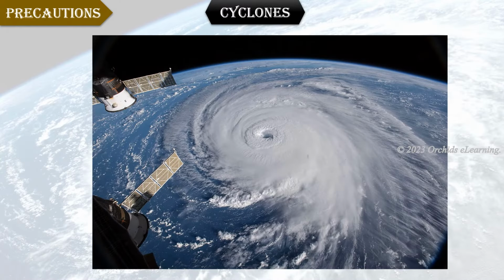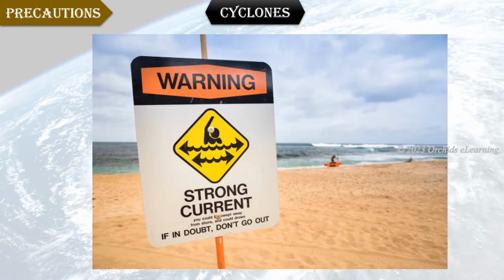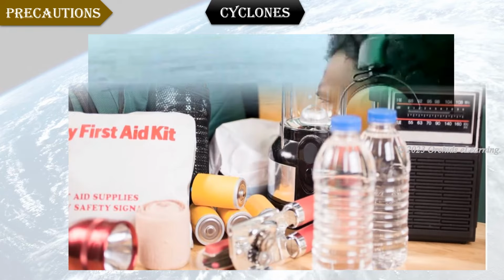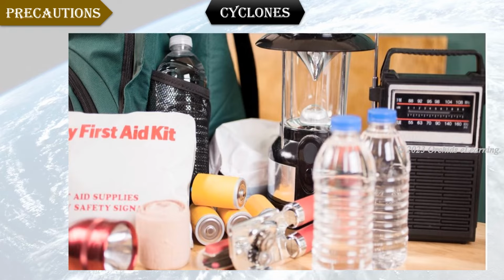Weather scientists can say when a cyclone is forming over the sea. People are warned to take care and stay indoors, or if cyclones are likely to be severe, to move to other places. Fishermen are warned not to go out to sea. Medical kits, emergency medicines, first aid kits, food, and water are to be kept ready.